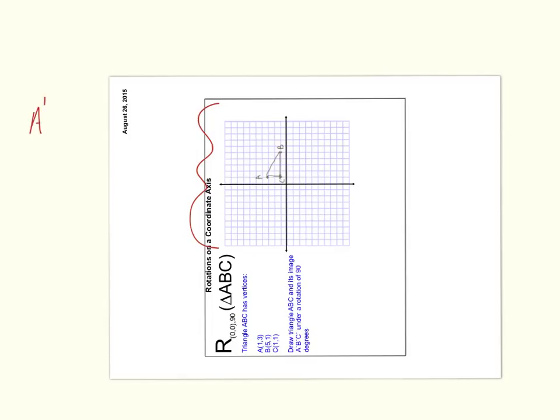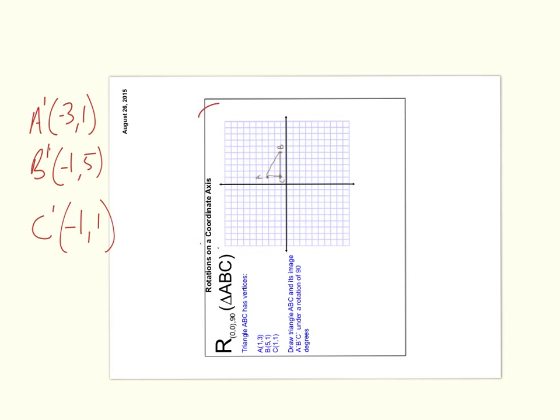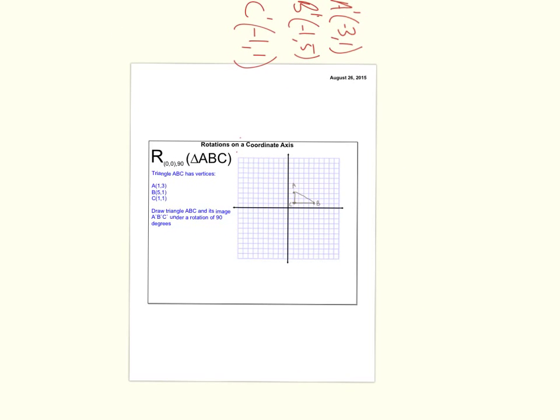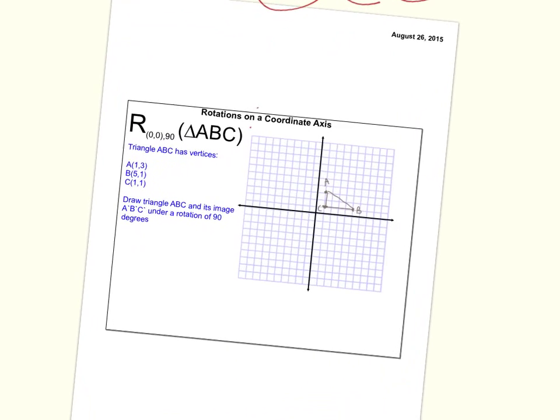So I'm going to call this A prime. Now A prime looks like, if I count off, it looks like a -3 and a 1. If I look at B, a new B prime here looks like a -1, 5, and the new C prime looks like a -1, 1. So now that I've recorded those new points, I'm going to take my paper, rotate it back to normal, and now what I can do is plot those points, and I'm going to rewrite them over here.